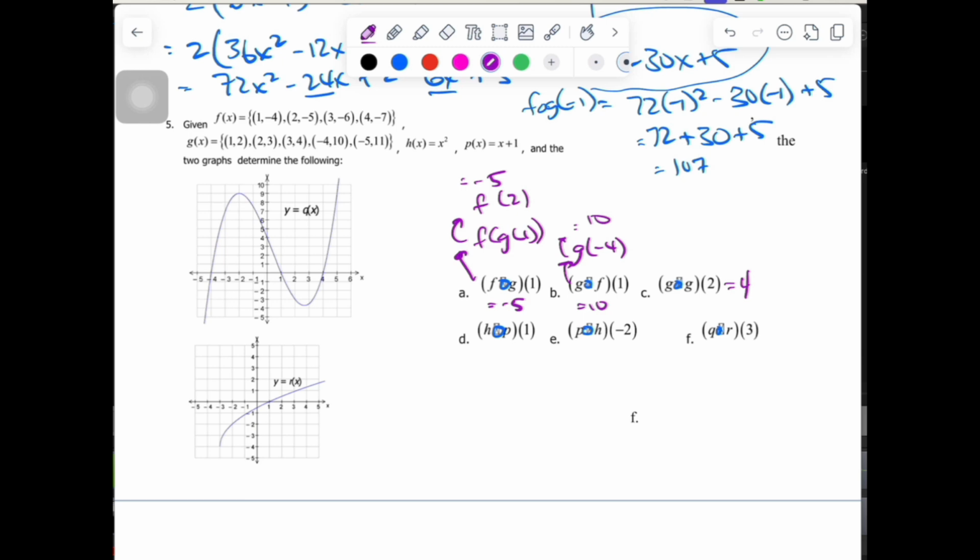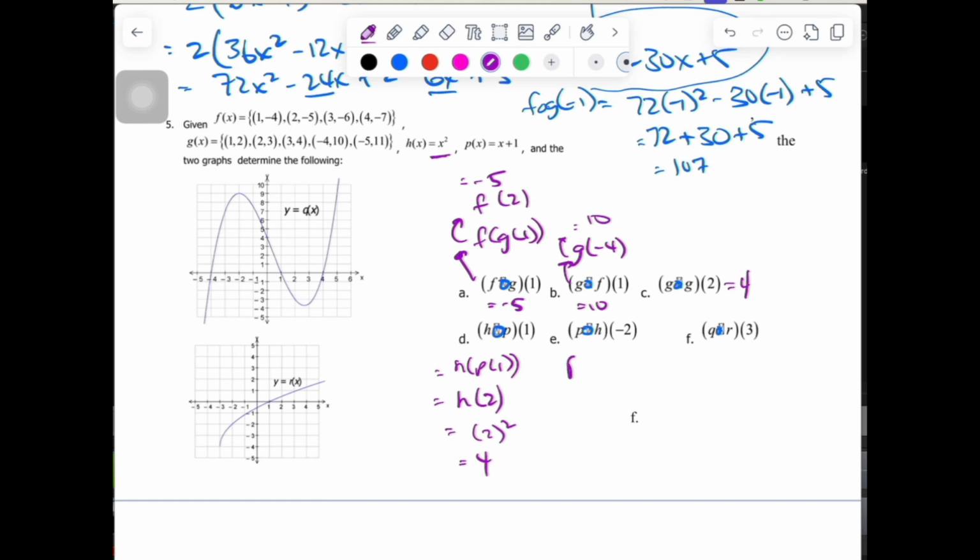D part now is h of p of 1. Well, p at 1, here is p. If I substitute that in, 1 plus 1 is 2. So it's h at 2. That is 2 squared. Here's my h. So I get 4.